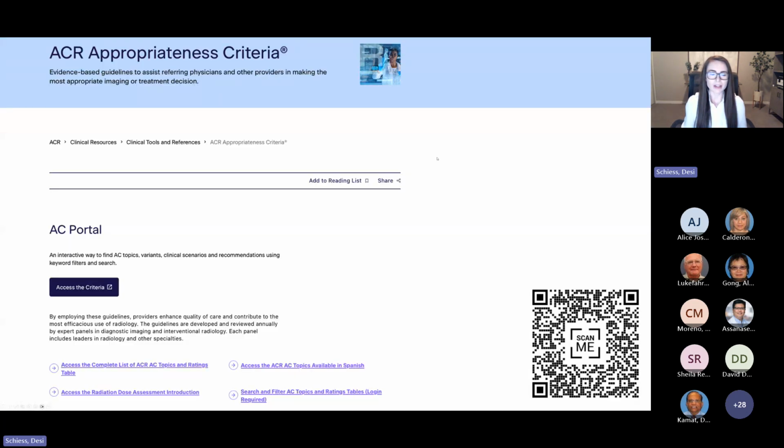The American College of Radiology has created evidence-based guidelines known as the appropriateness criteria to assist referring clinicians in choosing the best imaging exams for patients. You can check them out by scanning this QR code on the screen and click Access the Criteria.